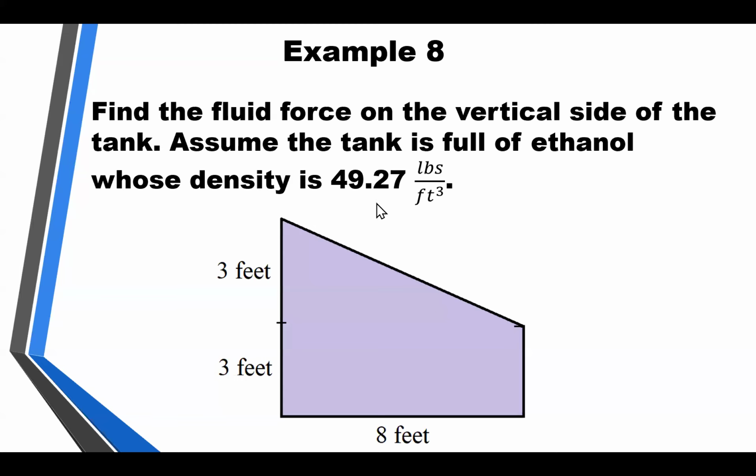Again, this tank was full of ethanol, so we used 49.27 pounds per cubic foot. Obviously, if it was full of concrete, we'd have a much different number. We just have to change the weight densities out front.